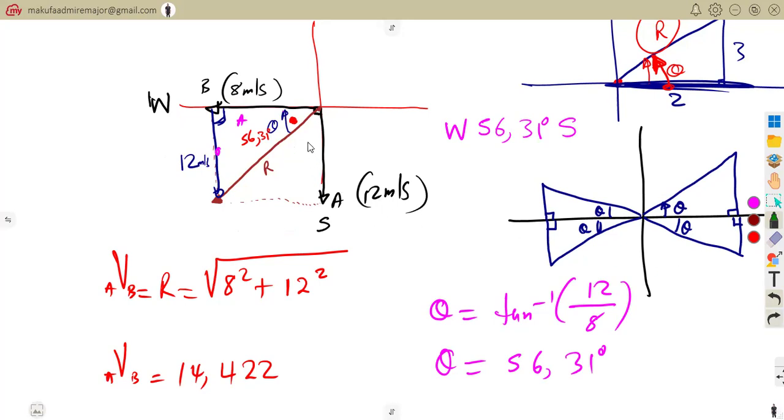You can also use that angle. Maybe you can call it alpha, this one. So you just have to subtract it from 90 degrees. You get 33.69. Is it 33.69? Yes, 33.69.